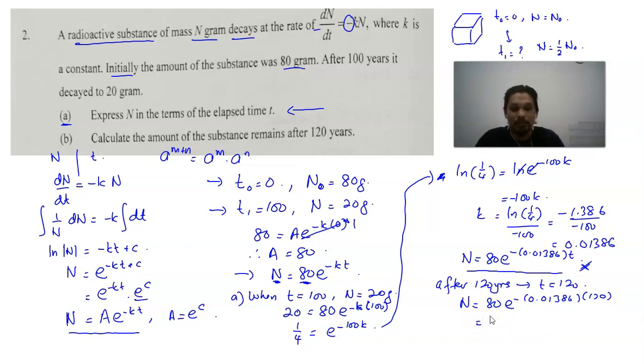For this one here, you may use any apps that you have in your smartphone or use a calculator. 80 multiplied with e to the power of negative 0.01386 multiplied with 120 equal to 15.16 grams of substance.